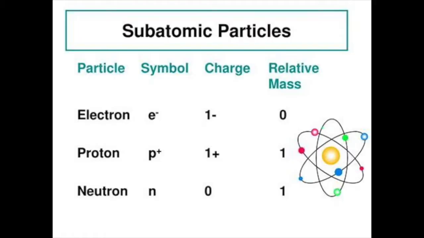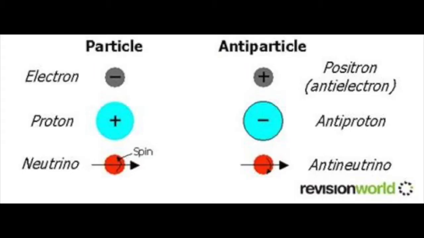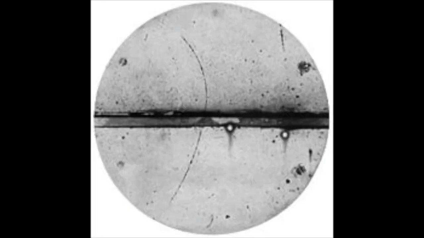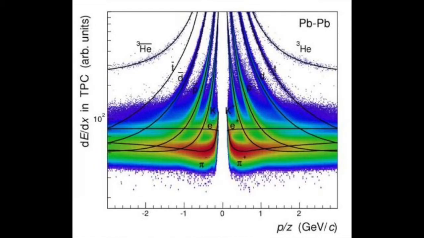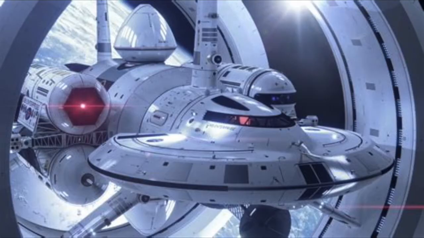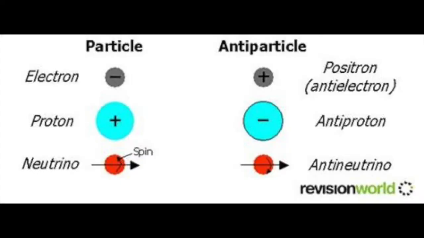Every subatomic particle has a corresponding antiparticle. The antiprotons, antineutrons, and positrons can make up antinuclei. The antinucleus of antihydrogen, for example, is made up of a positron orbiting an antiproton. In most research papers on antimatter, antiparticles are denoted by putting a weird little line on top of the particle's symbol. It looks like this.